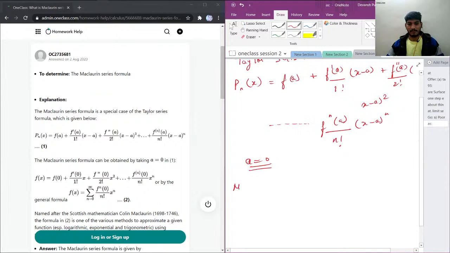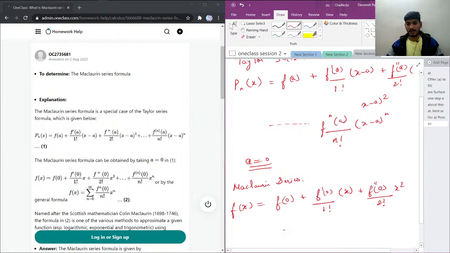So my Maclaurin series will become f of x is f of 0 plus f prime of 0 over 1 factorial times x plus f double prime of 0 over 2 factorial, and this will be x square, continue till the nth derivative of f over n factorial and x power n.